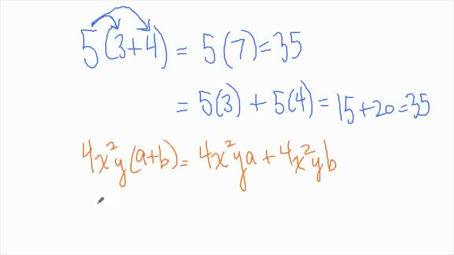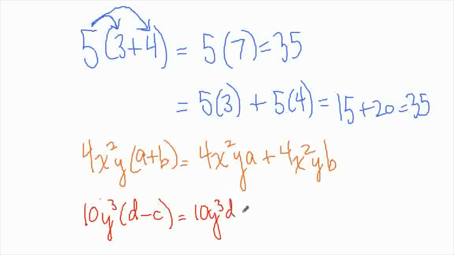What if I had a subtraction instead of an addition? Let's say now, how about 10y cubed times (d minus c). This time you still multiply like we did before, but you're going to subtract the product. So 10y cubed d minus 10y cubed c. Alright, so that's all well and good.